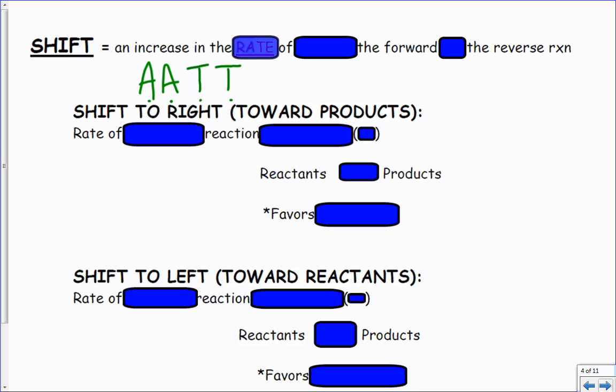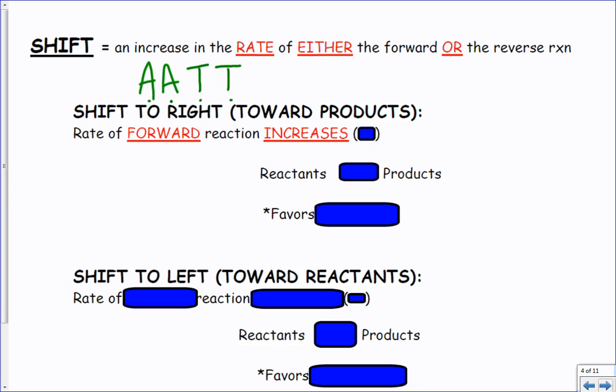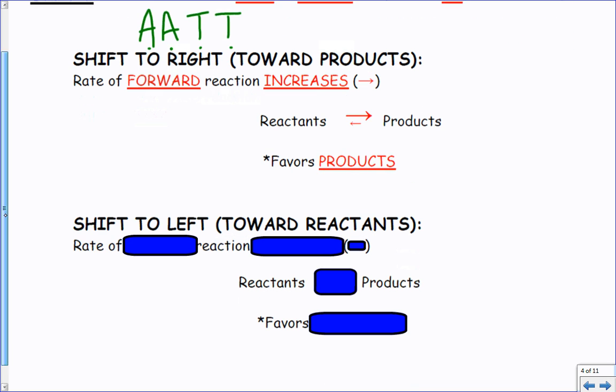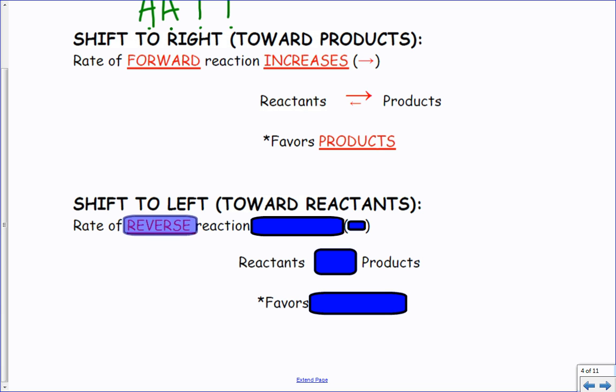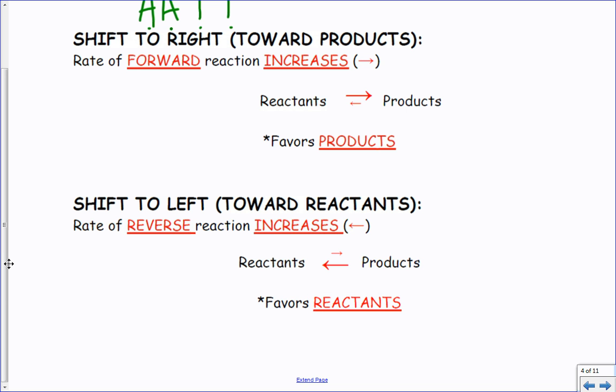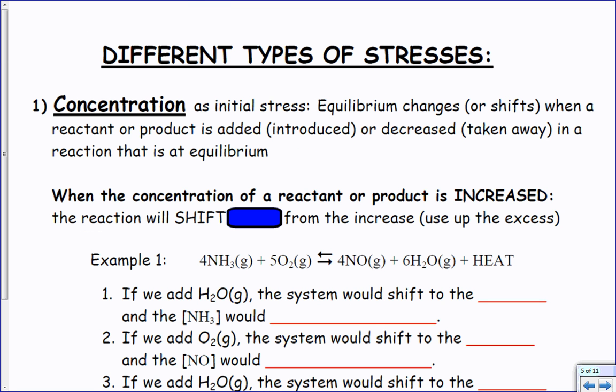Moving on. A shift will increase the rate of either the forward or the reverse reaction. If I get a shift to the right, the rate of the forward reaction will increase. You see how the big arrow is now favoring the products, and I favor making more products. If I shift to the left, the reverse reaction will increase, showing a favor to the left of the reactants. I will make more reactants. Remember, these are equilibrium reactions, so they go both forwards and backwards.